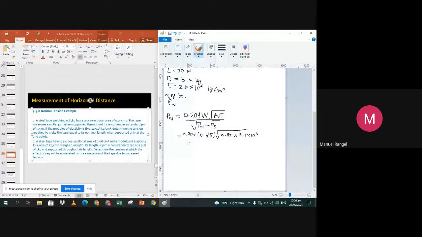Okay, divided by square root of Pn. So Ps is given as 5.5.